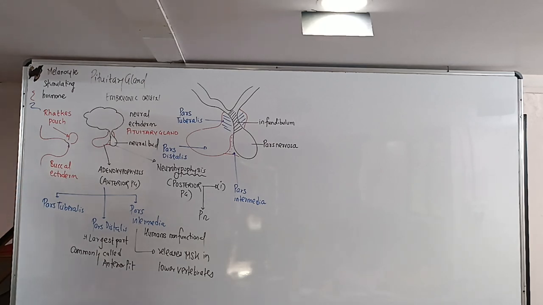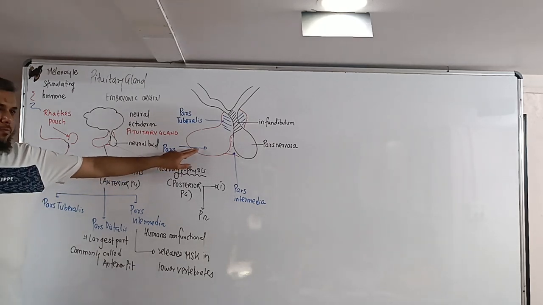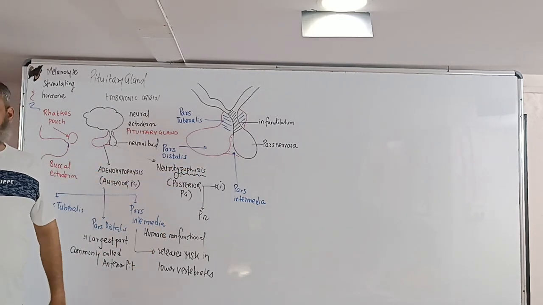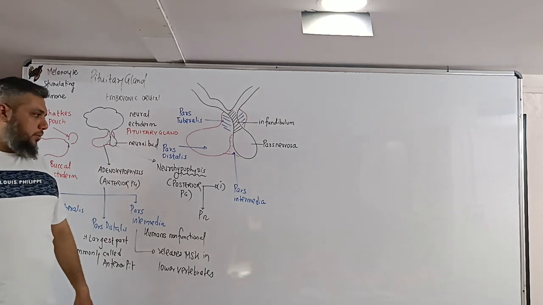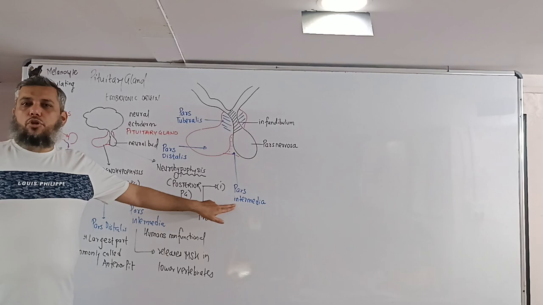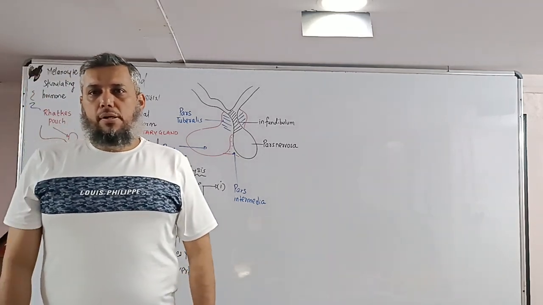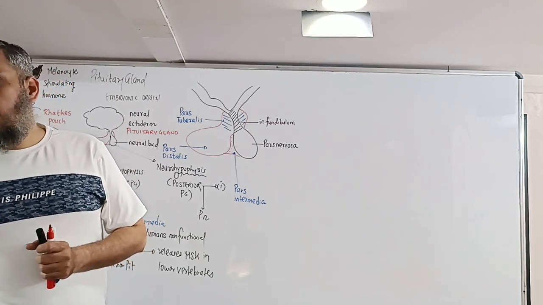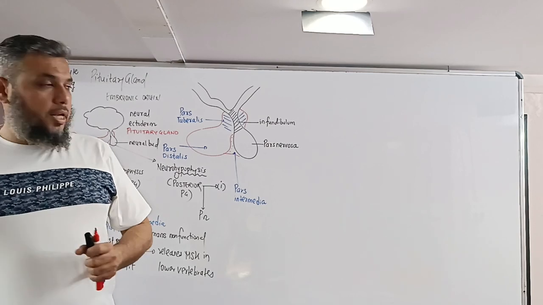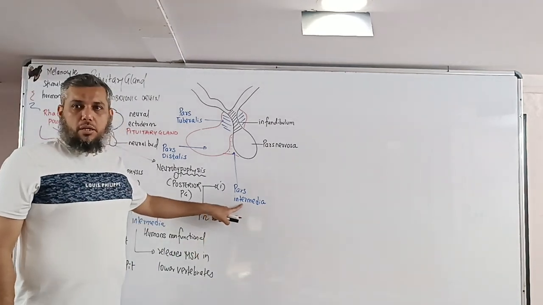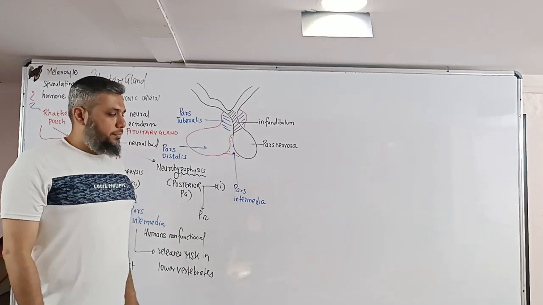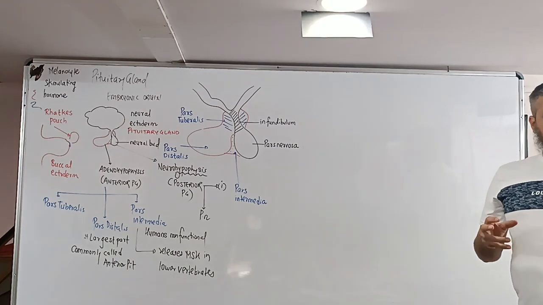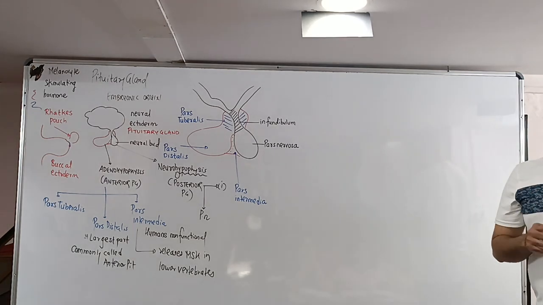Okay. Shall we continue? Yes. Majority of the hormones are released by pars distalis. Right, everybody? So which is the part that is responsible for majority of the release of the hormones? Pars distalis. So let us see those hormones one by one.